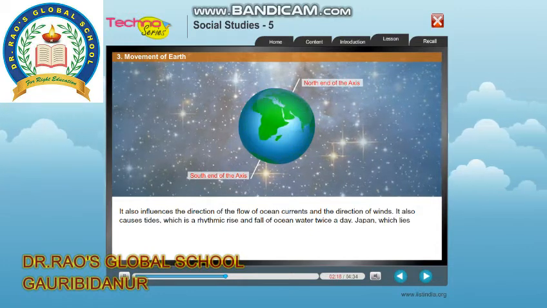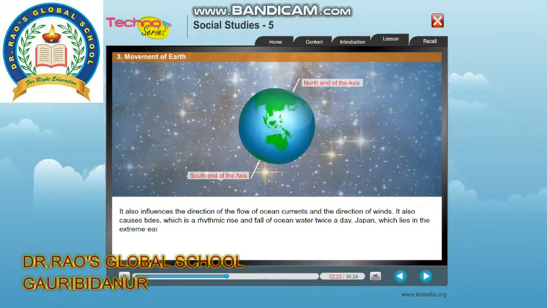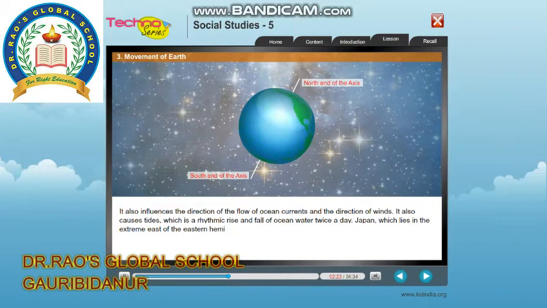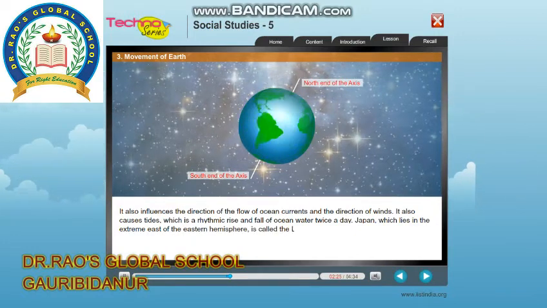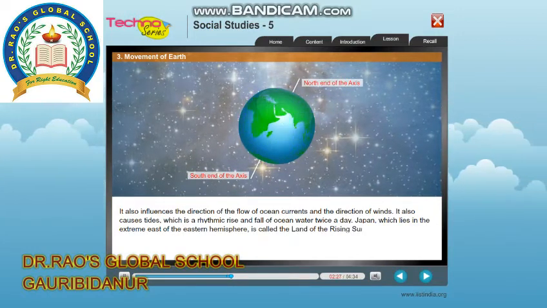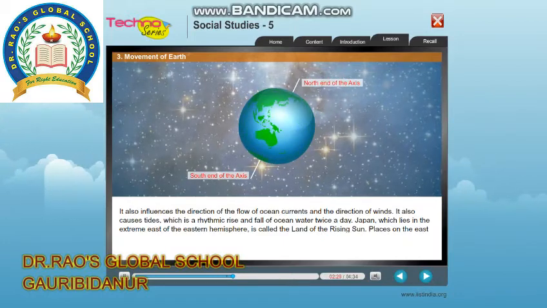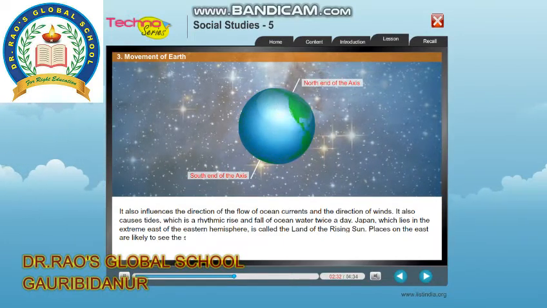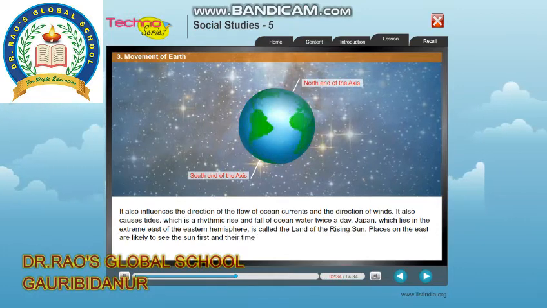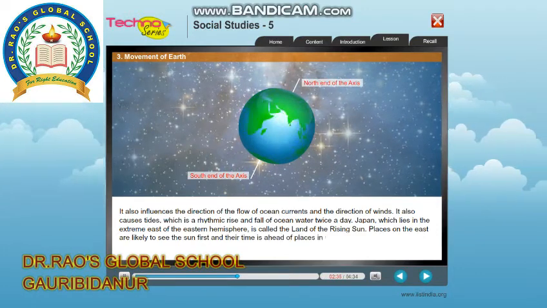Japan, which lies in the extreme east of the eastern hemisphere, is called the land of the rising sun. Places on the east are likely to see the sun first, and their time is ahead of places in the west.